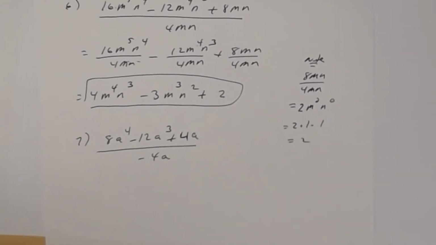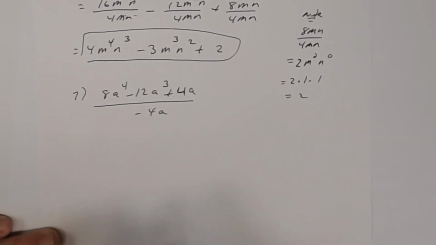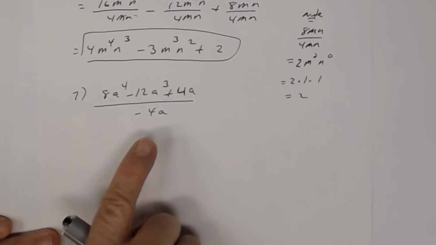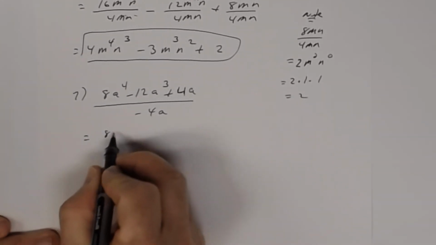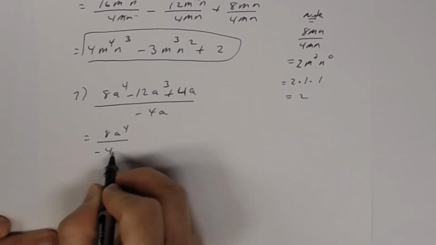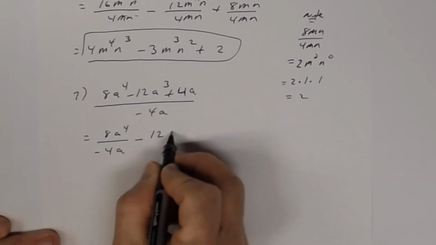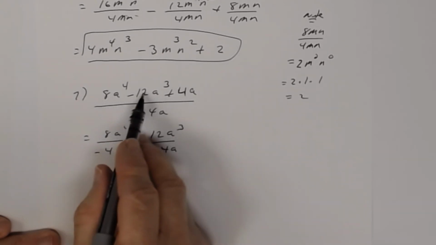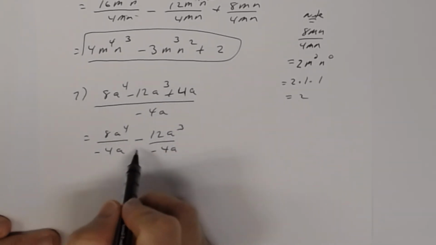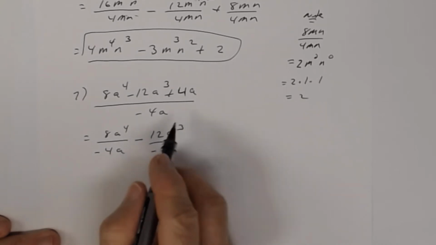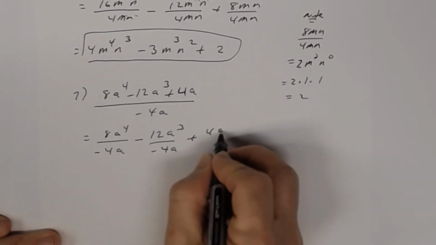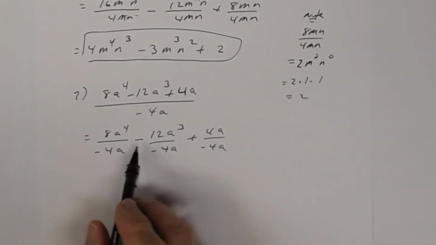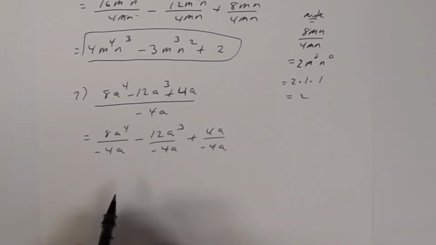So whenever you have a monomial, you want to rewrite them as separate fractions. That's the way you can divide. So you're going to say 8a to the 4th divided by negative 4a minus 12a cubed divided by negative 4a. You see that? So all of these are being divided by this denominator, since that's a monomial. Plus 4a divided by negative 4a, and then you just simplify each of those fractions.